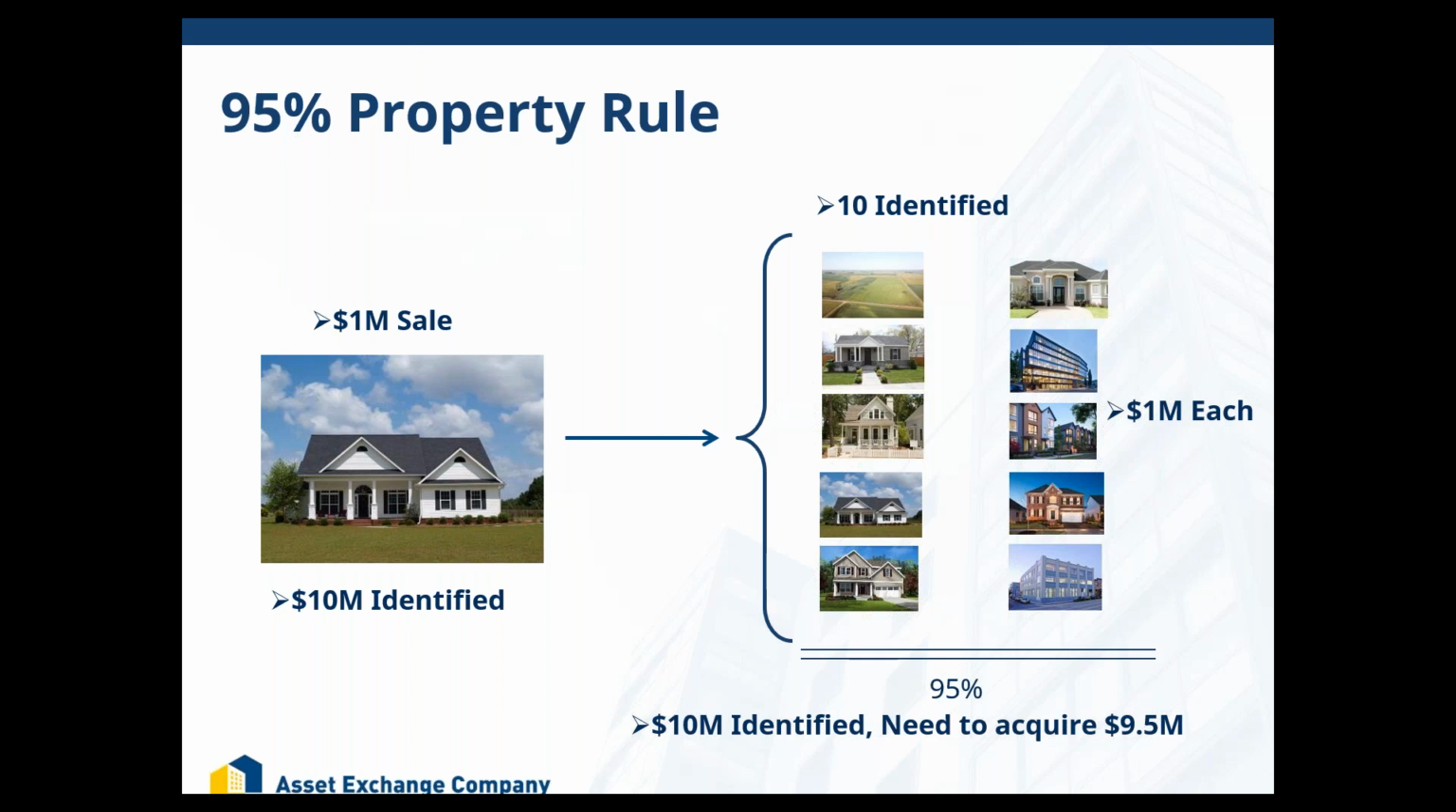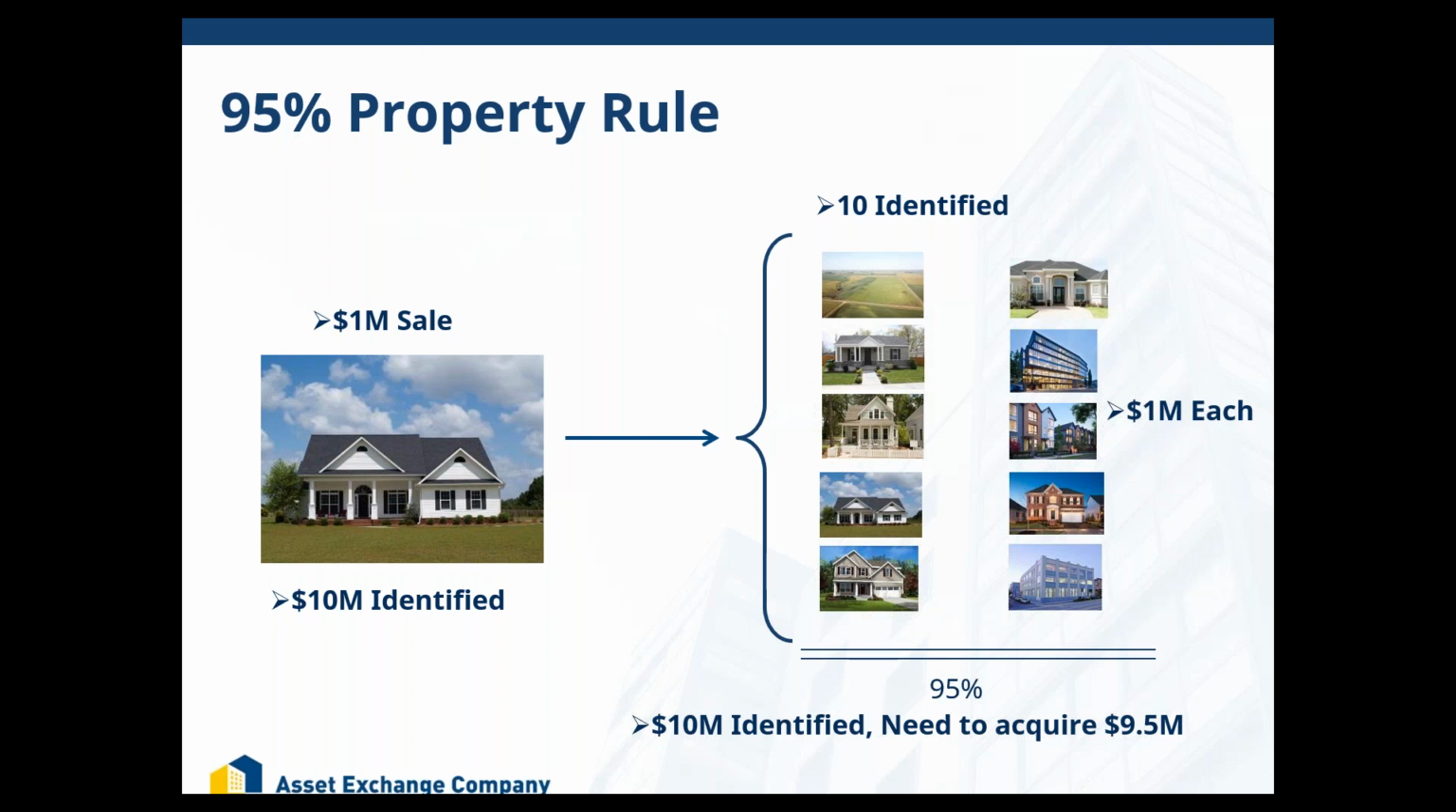Now, in this example, we actually go out and we identify 10 properties, right? Because we've identified 10 properties, what just happened there? We exceeded our 3 property rule, right? Now, let's keep the math really simple on this one as well. Let's say we're going to be buying each one of those properties for $1 million each. So how much have we identified in property? $10 million worth of property, right? Because we've identified $10 million worth of property, what just happened there? We exceeded our 200% rule, because that was how much? $2 million. So that's going to put us into the 95% rule.